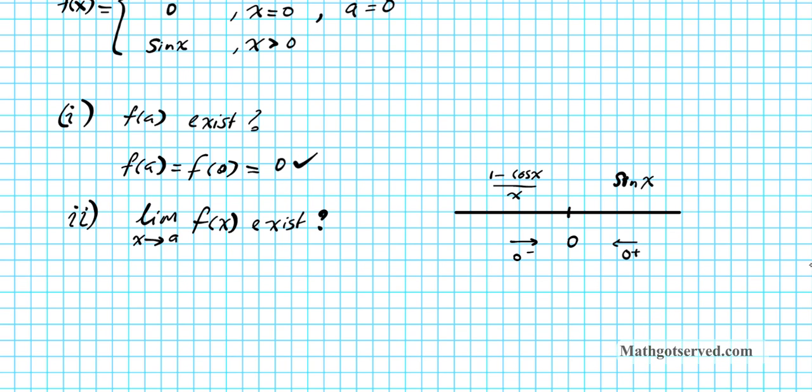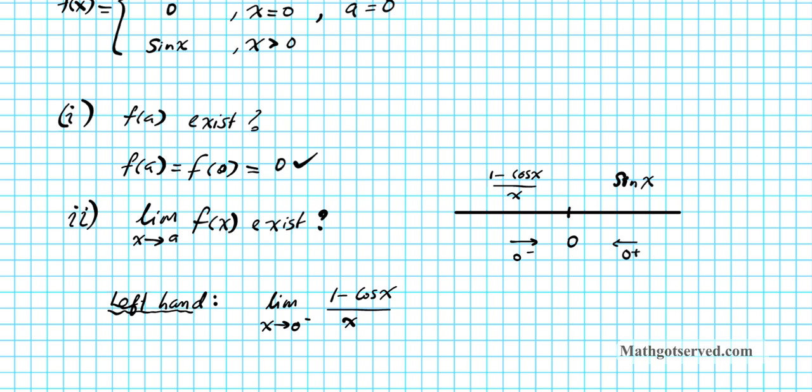Okay? Alright, so let's see. Does the limit exist? Let's start with the left-handed limit first. So, what is the limit as x approaches 0 from the left of (1 minus cosine x) over x? Using the sandwich theorem, we know that this is 1, basically. Okay? But let's go ahead and show it. Oh, I'm sorry, I meant to say this limit is actually 0.